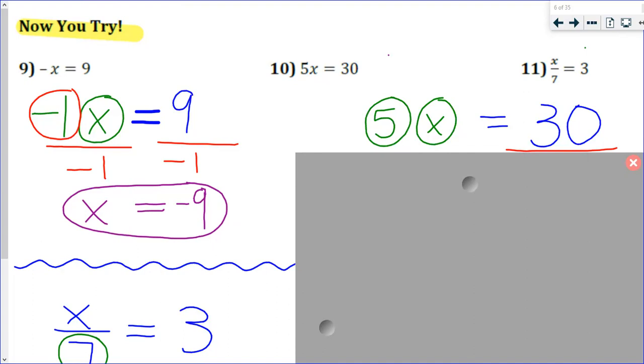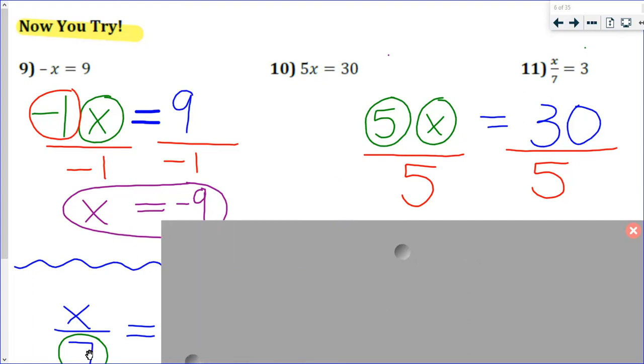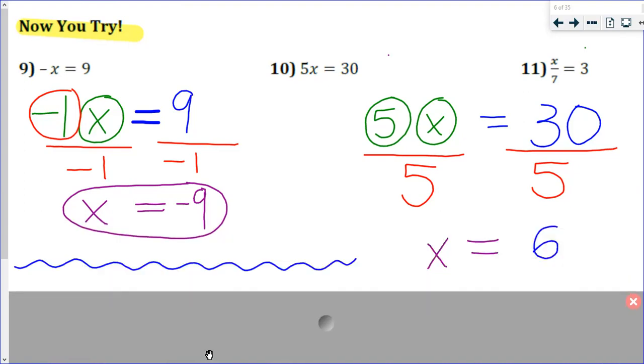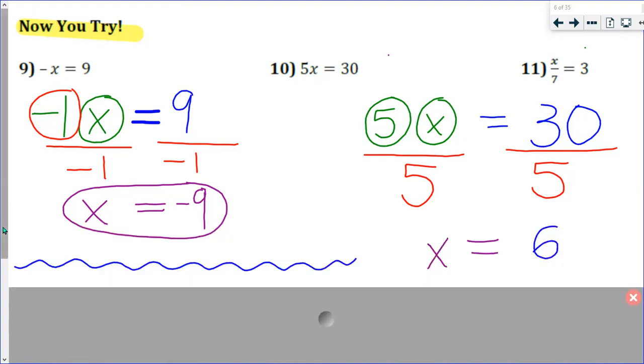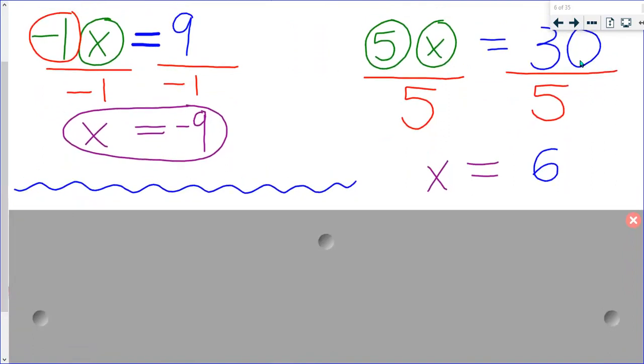To get rid of that coefficient, I have to remember I have to divide both sides. I can't tell you how many tests I've marked where students are just doing the one side. They're not performing equal treatment in algebra. So we have to divide both sides by the 5. So 5x divided by 5 is equal to x. x is equal to 30 divided by 5. So that means x is equal to positive 6.